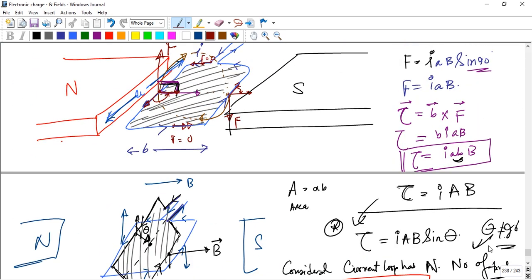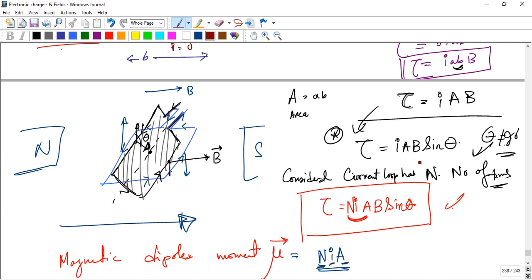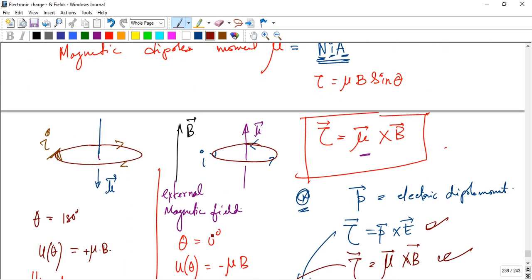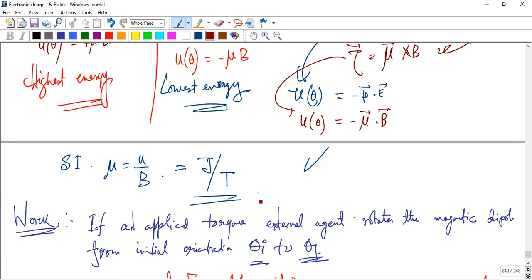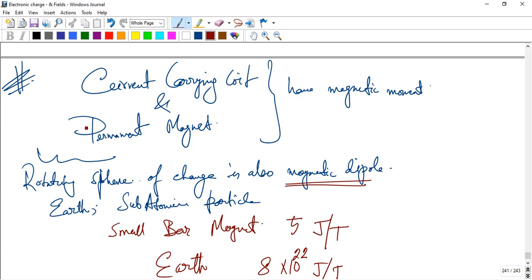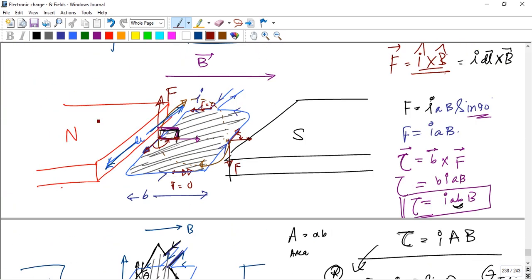So let us summarize today's class. We discussed the torque on a current loop, and from there, with a slight bending, we get the magnetic dipole moment mu. There is a basic energy calculation, the potential energy related to the work done, and some conclusions.